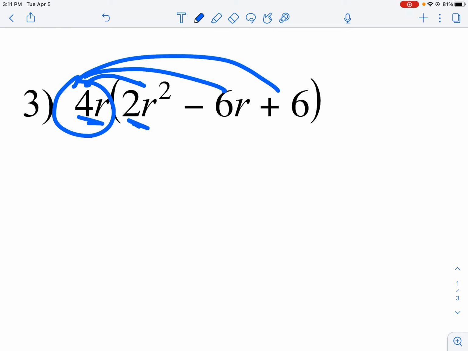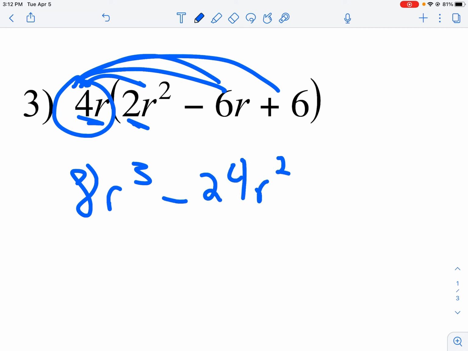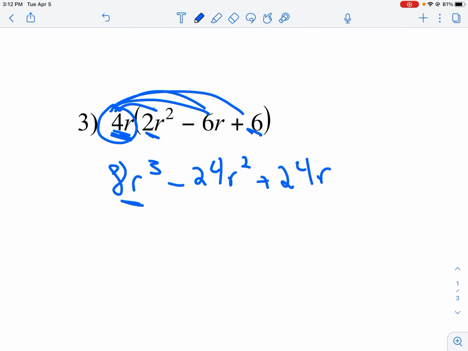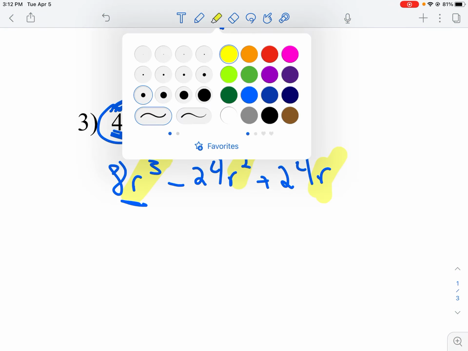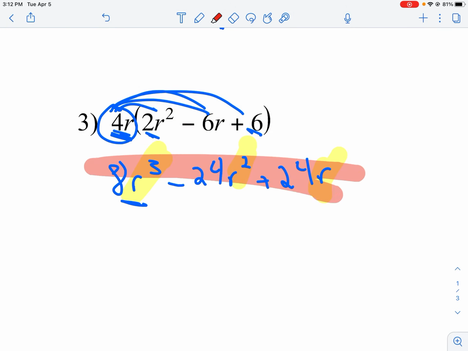So the first term here is 4r times 2r squared, which will give me 8r to the third. 4r times negative 6r is negative 24r squared. And then lastly, 4r times 6 is 24r. And again, you would look to see if you have any like terms, and you do not. Nothing to combine here because you have an r to the third, r squared, and an r. There's nothing there to combine, so this is your final answer right here.